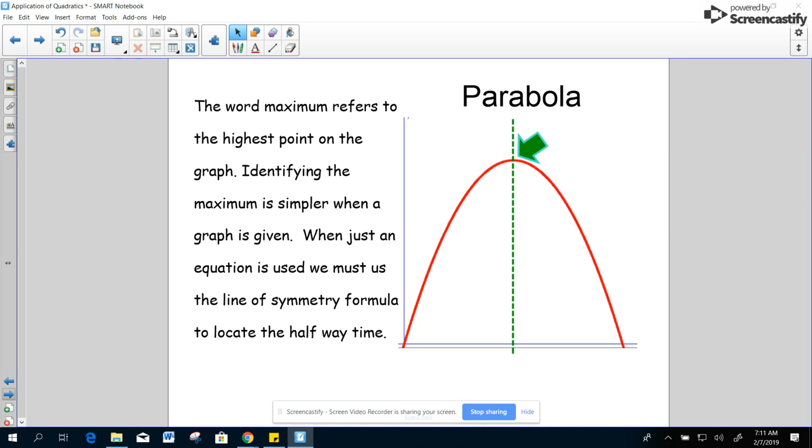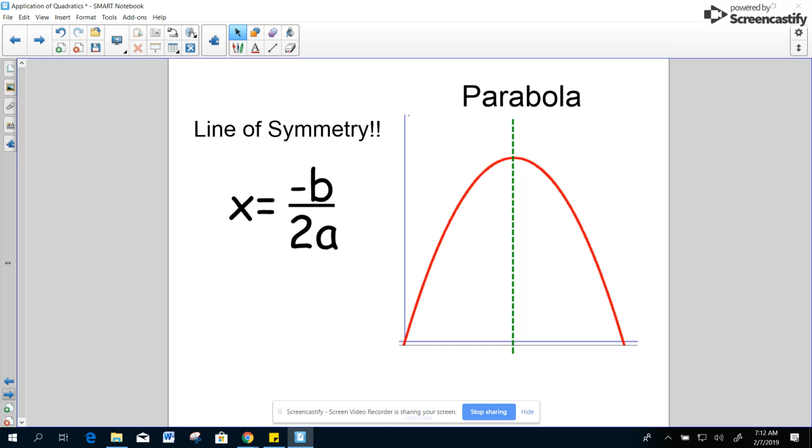Remember, maximum refers to the highest point. We'd like to identify the maximum. Okay? It is much simpler when a graph is given. We have to use the equation to first find the line of symmetry, which is locating halfway, then plug in to find our vertex. The line of symmetry, if you do not have this readily available or have not memorized it yet, is x equals opposite of b all over 2a.